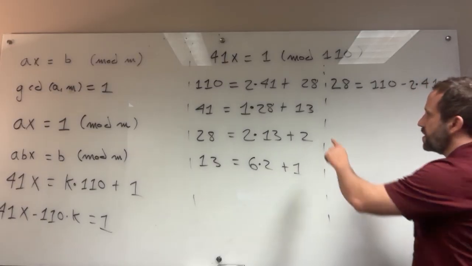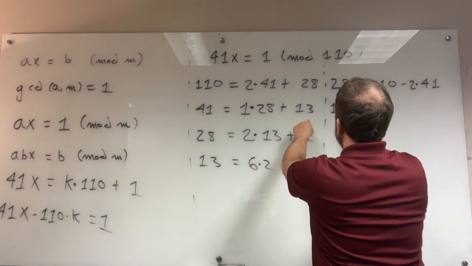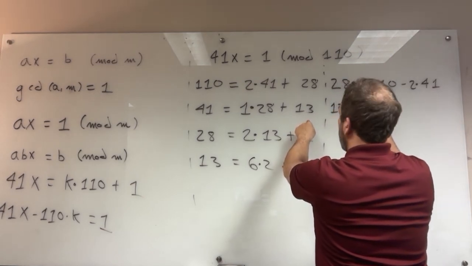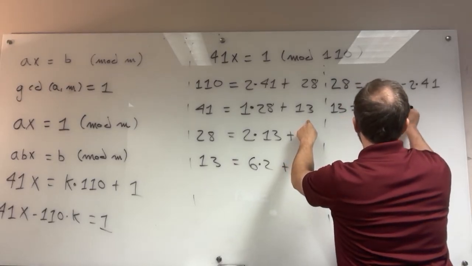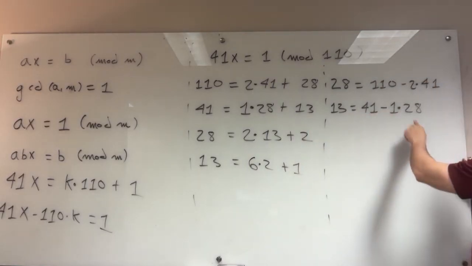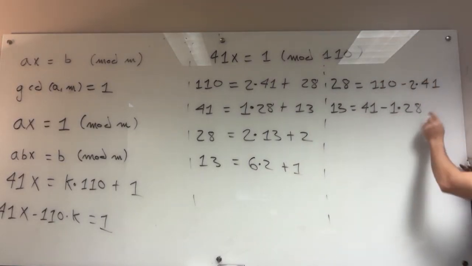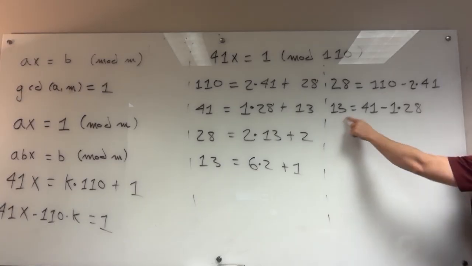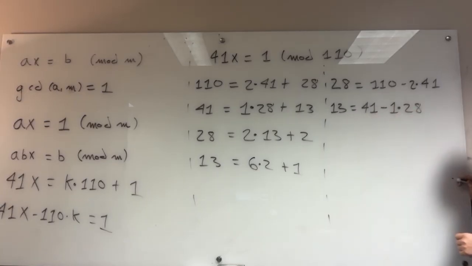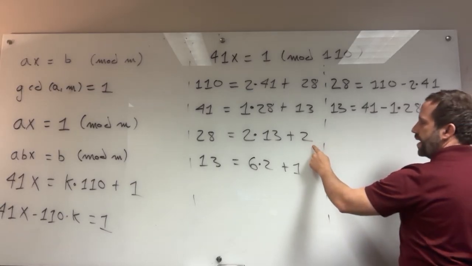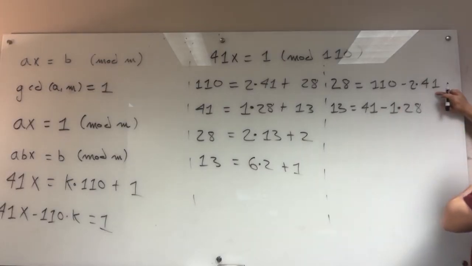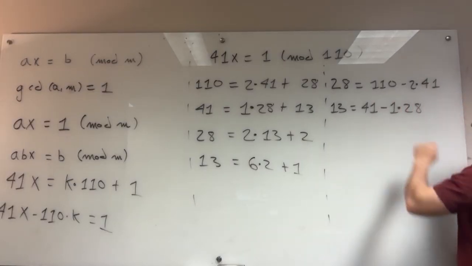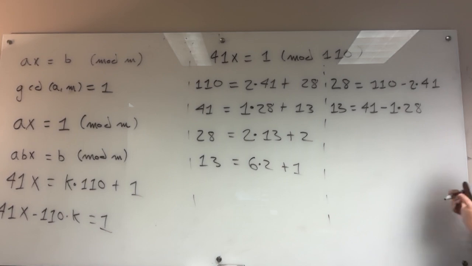Okay, this is good because I can come down here and 13 is equal to 41 minus 1 times 28, where I've written the 1 explicitly. But I know how to write 28 as a linear combination of 110 and 41, so I can just copy and paste that here. That'll tell me how to write 13 as a linear combination of 41 and 110. And then over here, 2 is going to be equal to 28 minus 2 times 13. I'll figure out how to write 13 as a linear combination of 41 and 110, and so on and so forth. So let me just do this a couple more times.